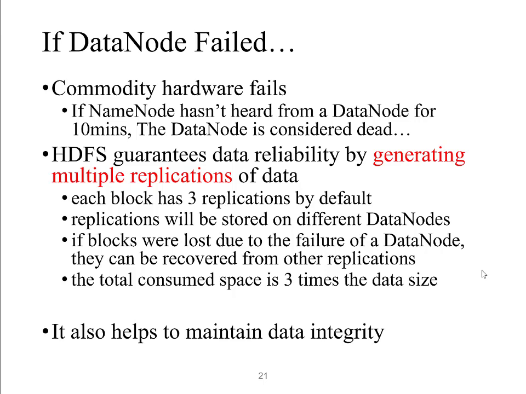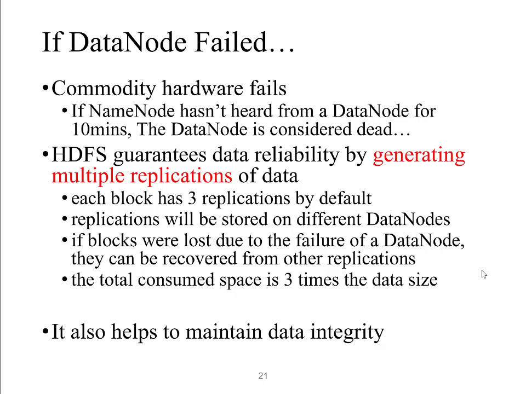All right, welcome back, and let's continue. So we've talked about name node, data node, and secondary name node. We've talked about how we split files into blocks. And okay, so blocks are stored in data node, but what if the data node failed?